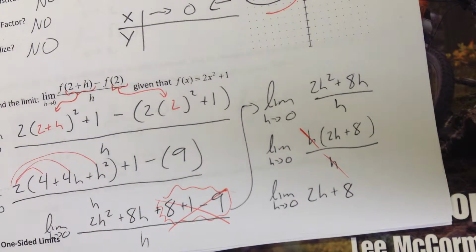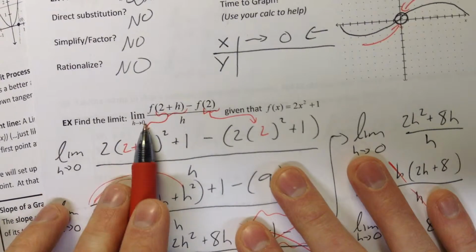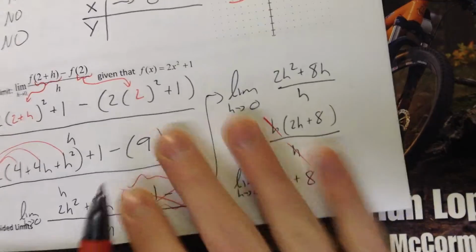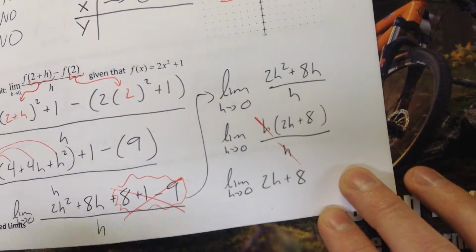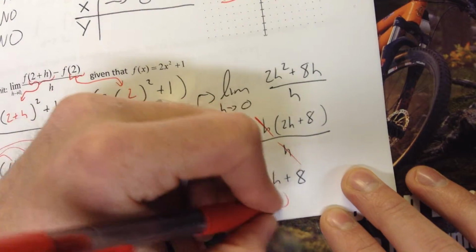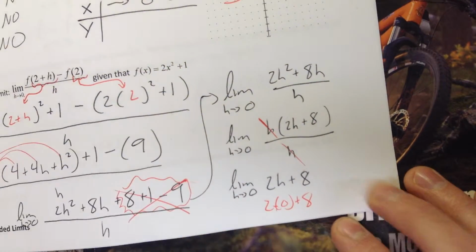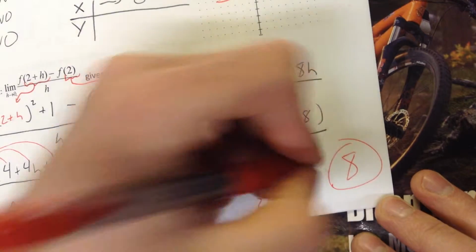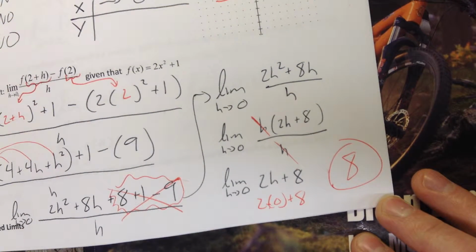Cool. That thing right there, that is something that I can direct substitute for, and it'll work out really nicely. I would not have been able to direct substitute to begin with, but I can definitely direct substitute now. If you plug in a 0, 2 times 0 plus 8, 2 times 0 is nothing, and your final answer is just 8, which is pretty cool.